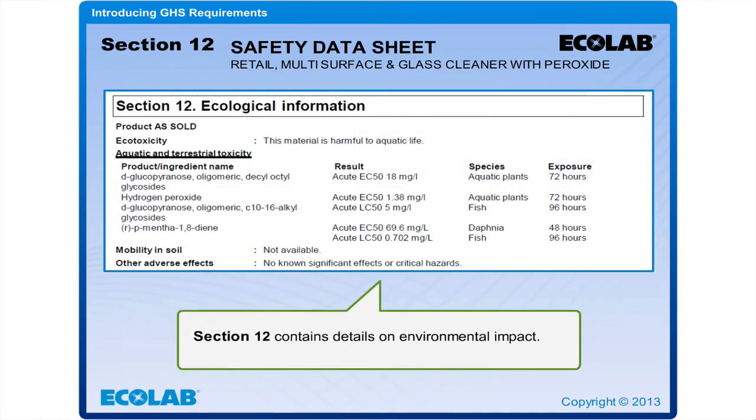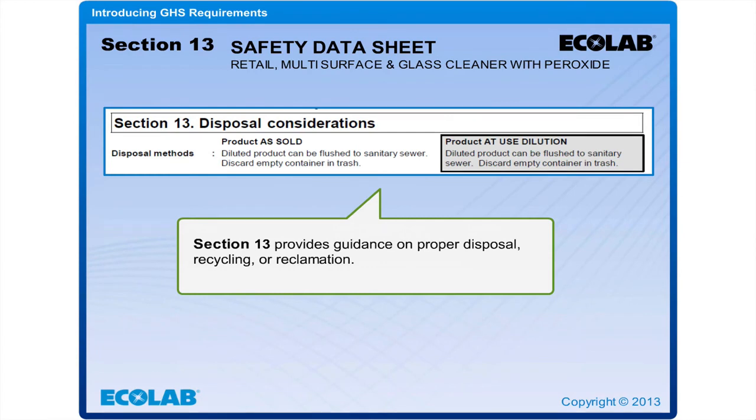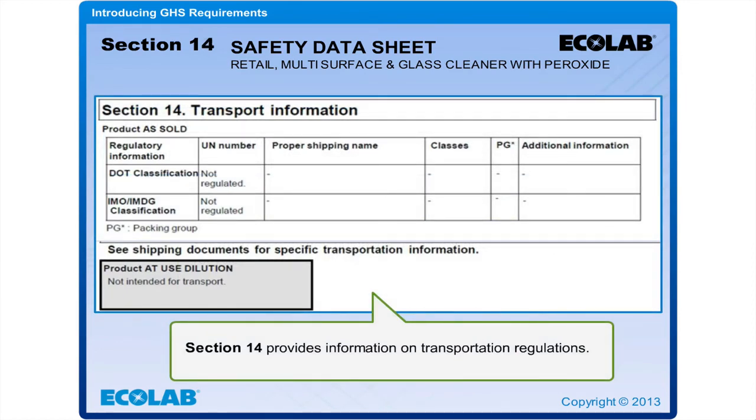This section provides information to evaluate the environmental impact of the product if it were released to the environment. Section 13 provides guidance on proper disposal practices, recycling or reclamation of the product or its container, along with safe handling practices. This section provides information on how the product is regulated in transportation, such as by road, air, rail, or sea. Common information includes proper shipping name, packaging group, and other regulatory classification.